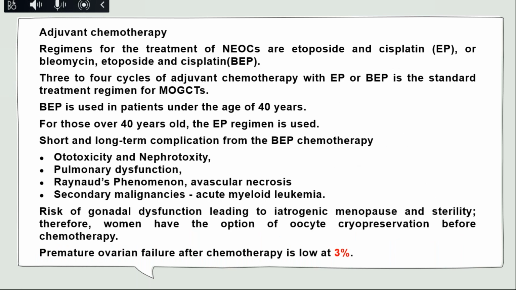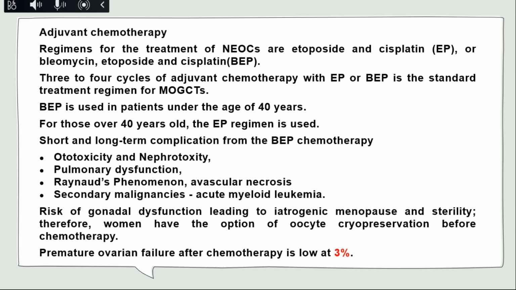Now, what is the adjuvant chemotherapy? I have already mentioned the names of the drugs. There are some short and long-term complications related to the PEP chemotherapy. These are ototoxicity, nephrotoxicity, pulmonary dysfunction, Raynaud's phenomenon, and secondary malignancies like acute myeloid leukemia can occur. There is also a risk of gonadal dysfunction leading to iatrogenic menopause and sterility. Therefore, women have the option of prior oocyte preservation.